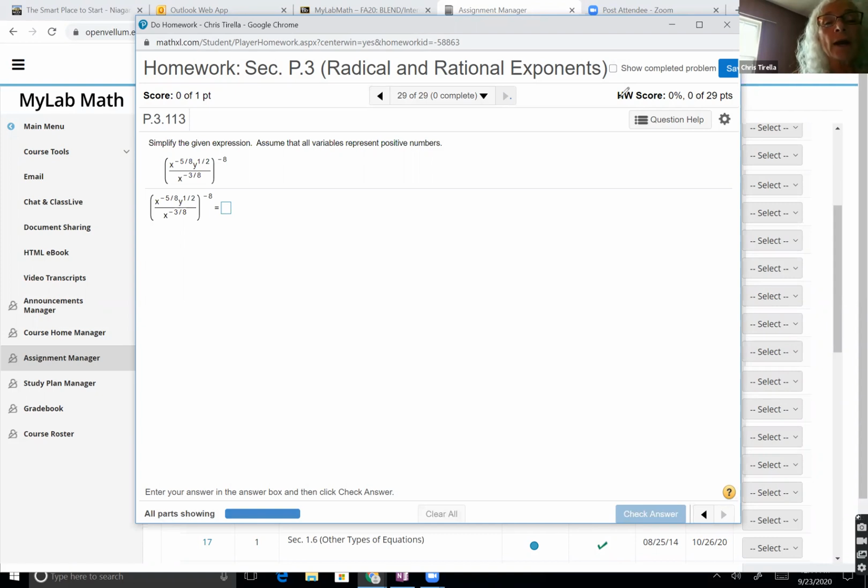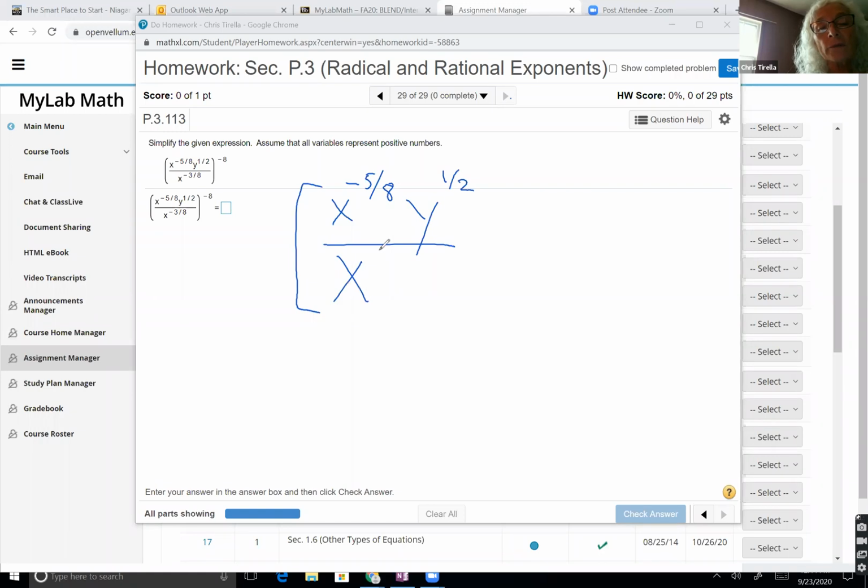Here we've got, inside the parentheses, x to the -5/8, y to the 1/2 over x to the -3/8, all being raised to the -8 power. Order of operations, we start inside the parentheses. This time, do you see inside those parentheses, there's work that I can do. I can divide with the x's. And you remember, in order to divide, we subtract exponents.